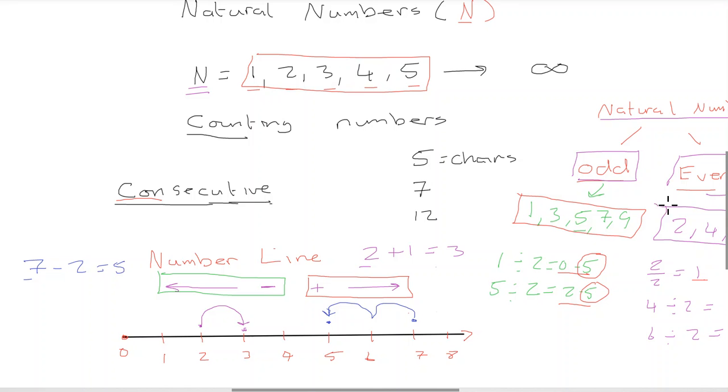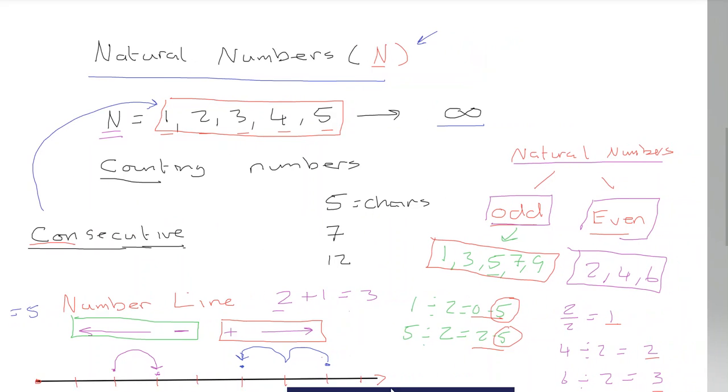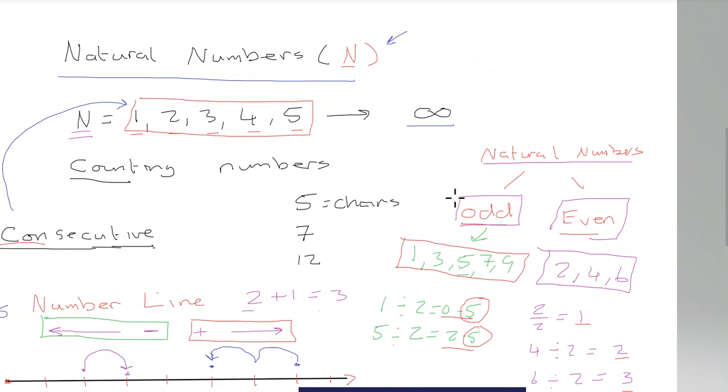Okay, so I think we've covered a lot in this class. So let's have a look. We talked about natural numbers. The symbol that we use to represent natural numbers is the N. These are examples of natural numbers, 1, 2, 3, 4, 5, and this goes on to infinity, it goes on forever. Another way to think about them is they're counting numbers. And you can have consecutive natural numbers, where one follows after the other, just like the days of the week, Monday, Tuesday, Wednesday, and Thursday.